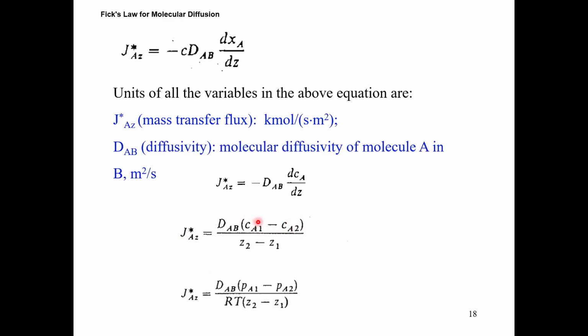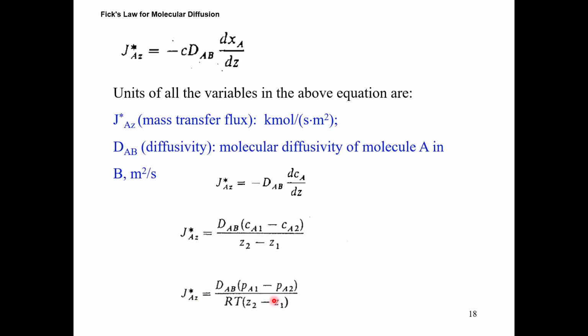and you will end up with this expression. For diffusion happening within a gas, you can utilize the ideal gas law and replace concentration using PV equals nRT. So n by V is your concentration, which is equal to P by RT. By introducing what you know from the ideal gas law, you can rewrite this expression in this form as well, in terms of partial pressure.